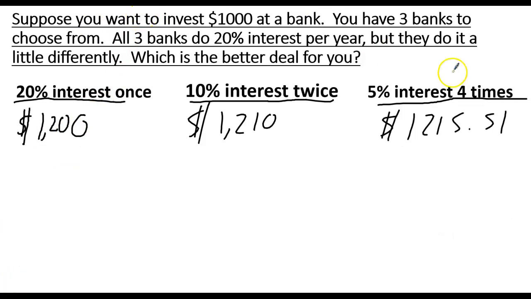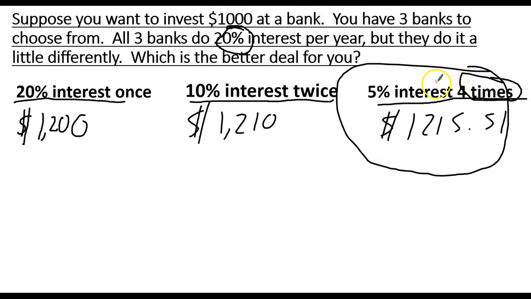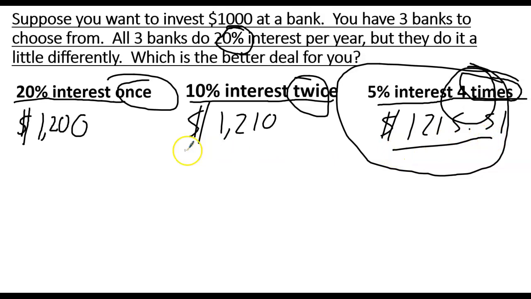And so there you have it. The more times they're willing to break up their annual interest rate for you throughout the year, the more money you'll make. And that's what we call compounded interest. The number of times it's broken up is what we call compounded. This one's compounded once, this one's compounded twice, and this one's compounded 4 times, or quarterly. And that's what we call compound interest. The more compounded it is, the more money you'll make. Now, you notice it's not a huge difference, but hey, it's a difference, right? So it makes a little bit of difference.